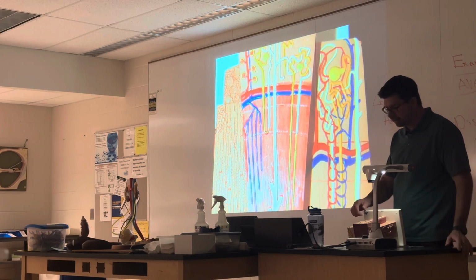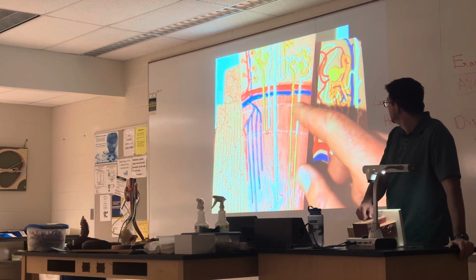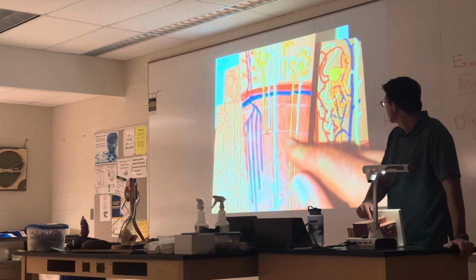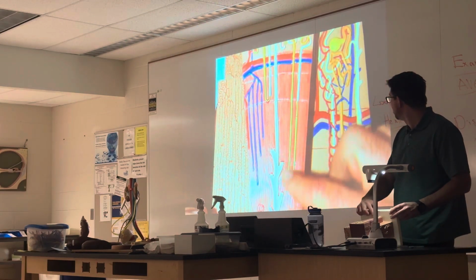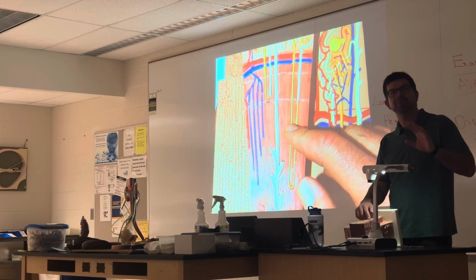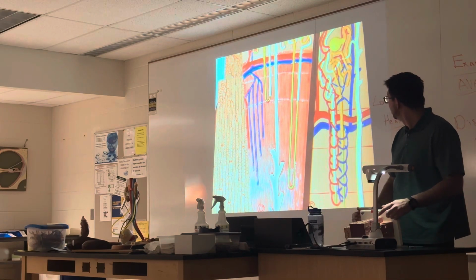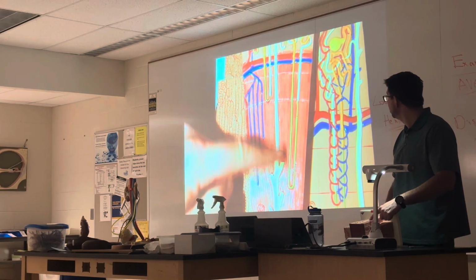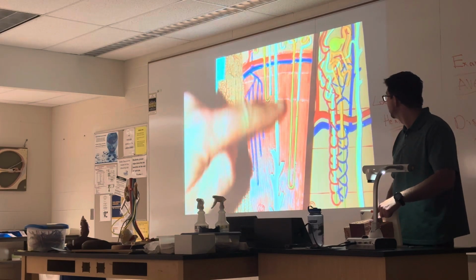And then right here, we have the juxtamedullary nephron. Look at how long that loop of Henle is. That's the big way to differentiate between the two, really: the length of the loop of Henle. And then right in the middle here, in the light yellow, is your collecting duct once again.